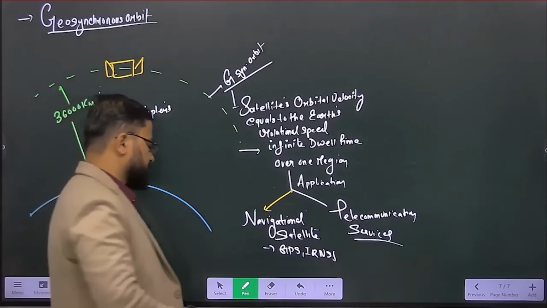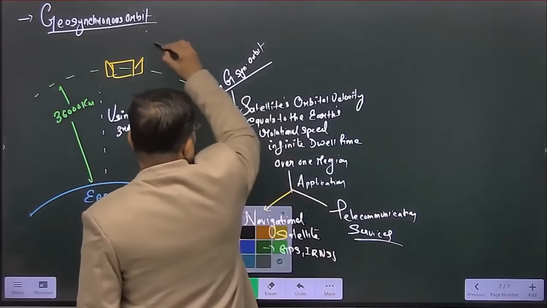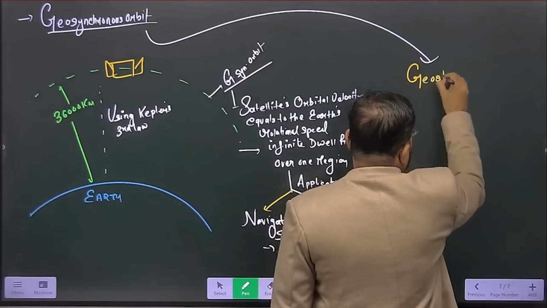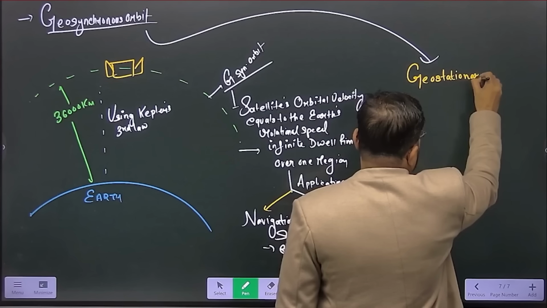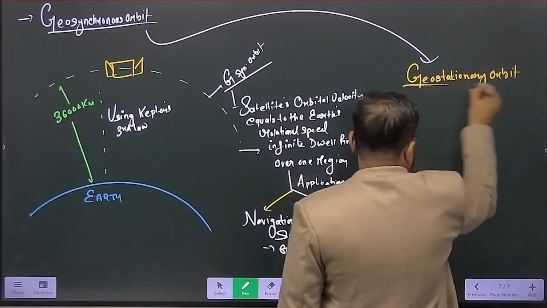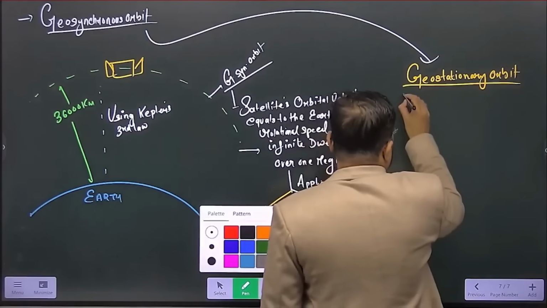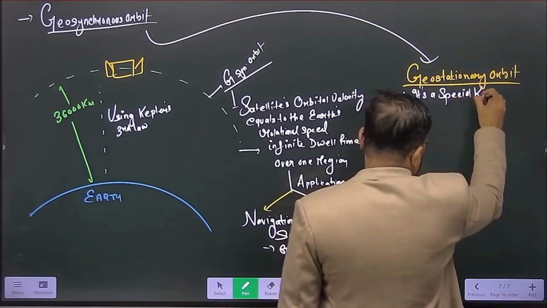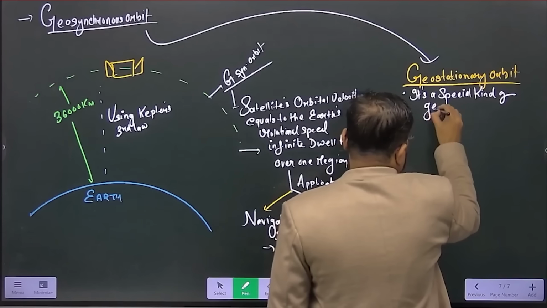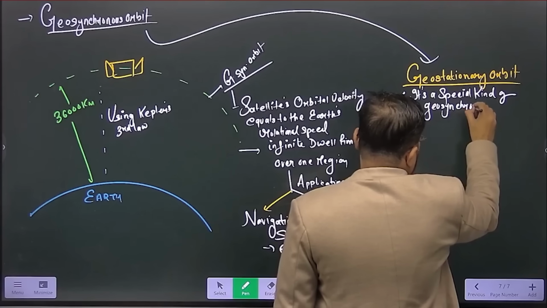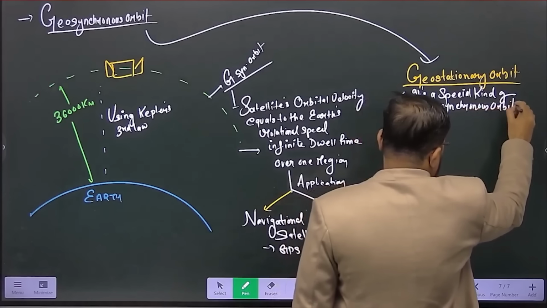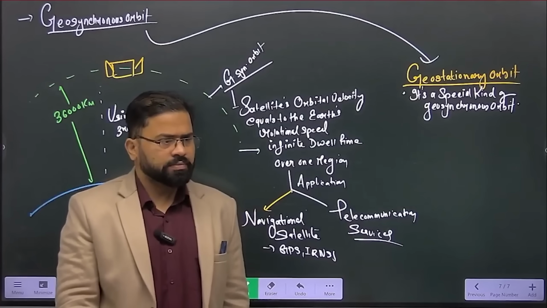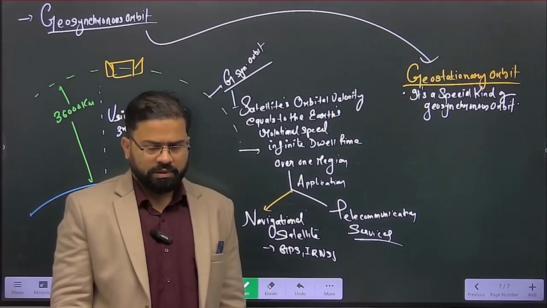Now, the other is the geostationary orbit. Geostationary orbit is a special kind of geosynchronous orbit. Clear? Now, what does dwell time mean?